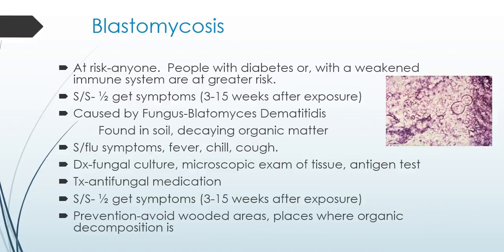The next fungal infection is blastomycosis, and anyone is at risk for this fungal infection. However, people with diabetes or a weakened immune system are at much greater risk. Only half of the people who become infected get signs or symptoms, and these symptoms may appear between 3 and 15 weeks after the initial exposure. This is caused by a specific fungus that's found in soil and decaying organic matter. The signs and symptoms include flu symptoms like fever, chills, and cough.